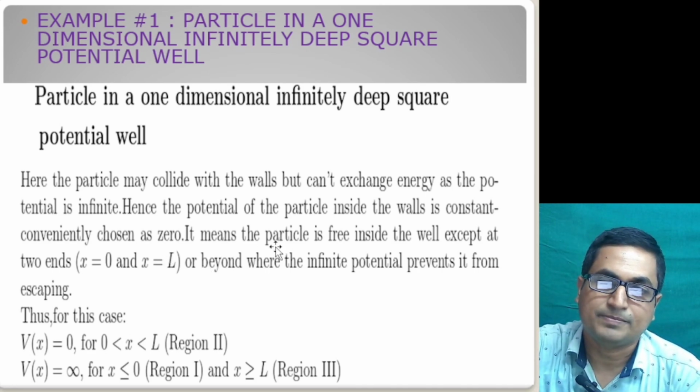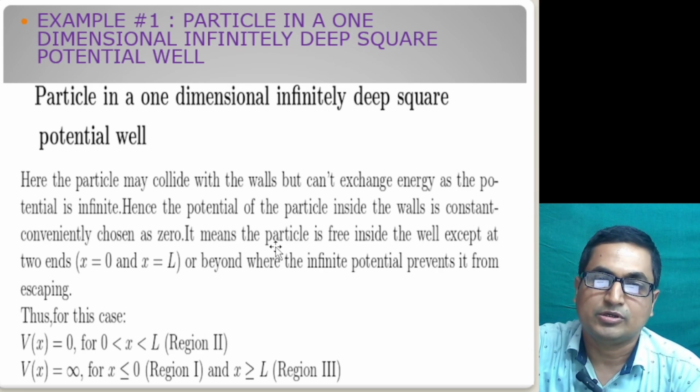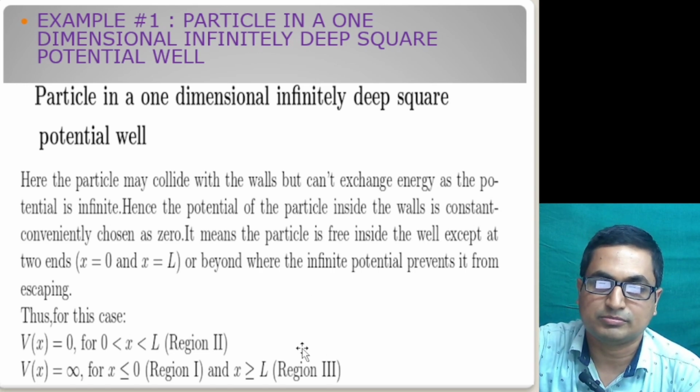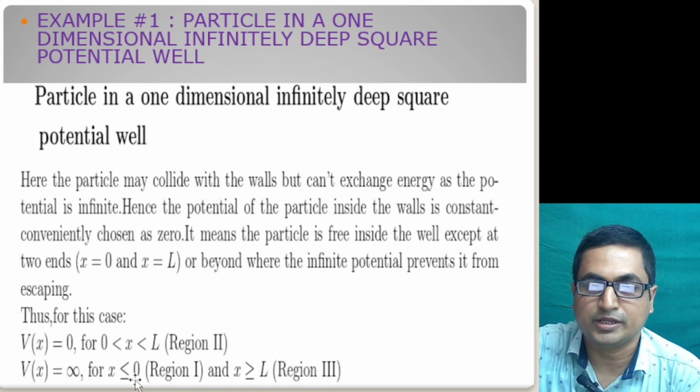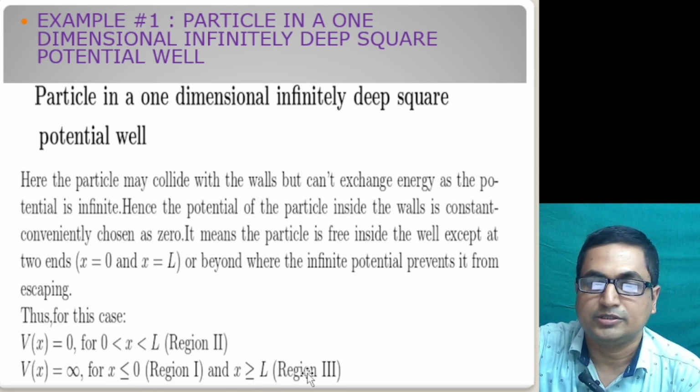We can find a well with one side at x equal to 0, and another side at x equal to L. So we define these three regions: one for potential 0, that is region number 2, and the others for potential infinity, region number 1, which means the left hand side of the well, and region 3, which represents the right side of the well.